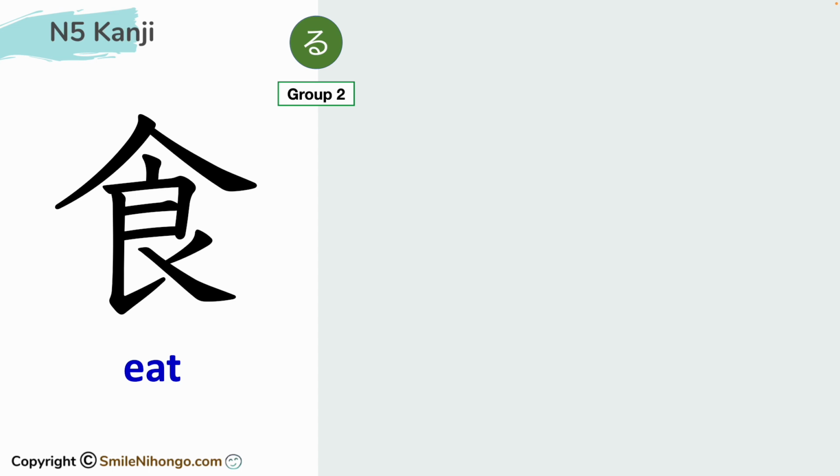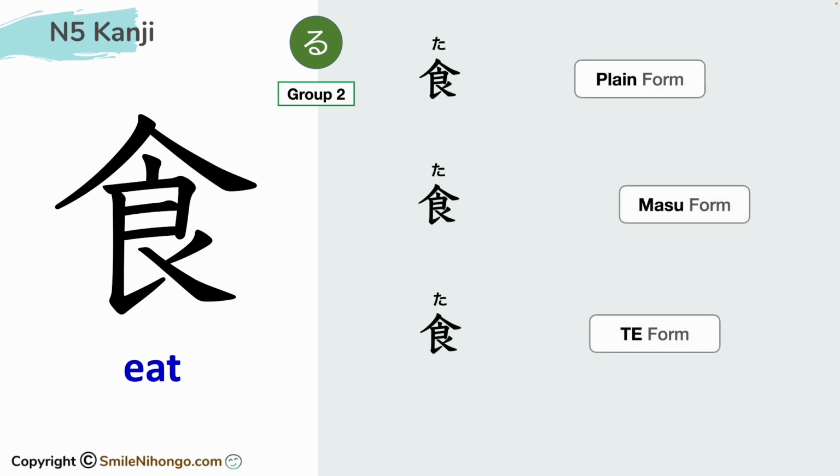次の漢字です。Okay, here's the next kanji. We use this kanji for the verb eat. Just like the previous kanji, this one also has multiple readings, but as a verb, we read this kanji, ta. That verb eat is also a ru verb or a group 2 verb, so you conjugate it like this. Ta-be-ru. Taberu. Ta-be-masu. Tabemasu. Ta-be-te. Tabete.